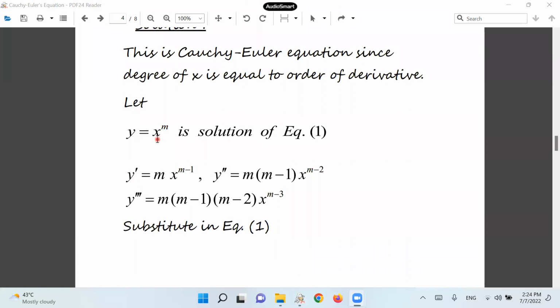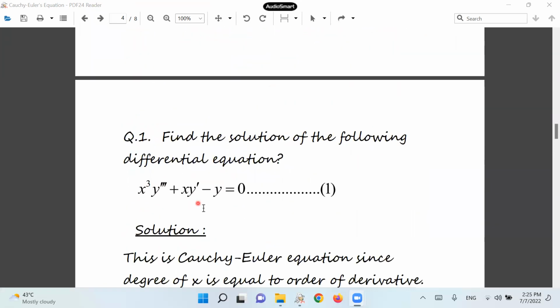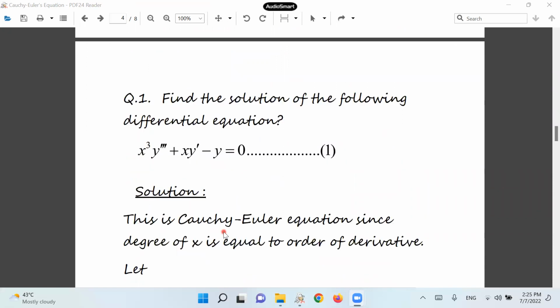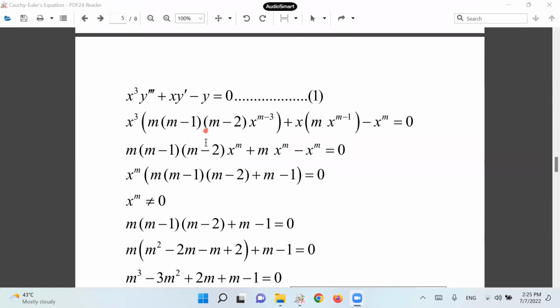The first derivative of this will be m into x power m minus 1. Similarly, we find the second derivative and third derivative of this solution, and after that we substitute these y, y dash, y double dash in equation number 1, whatever the question is given. So we substitute in that and we get the required equation in this form, that it will be x cubed. And what is y triple dash?